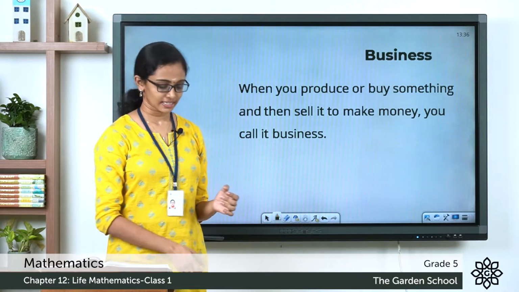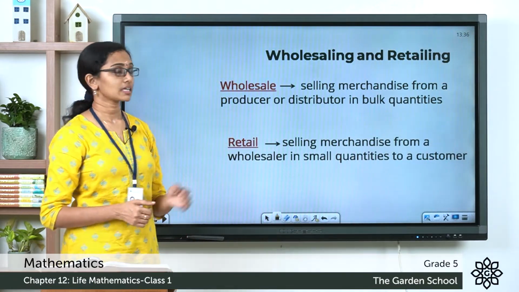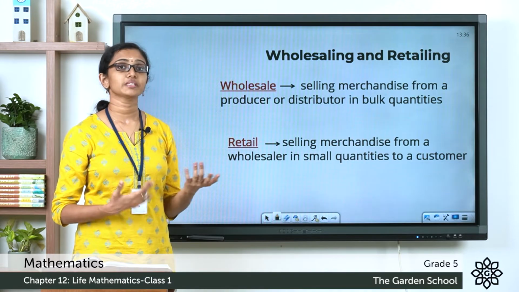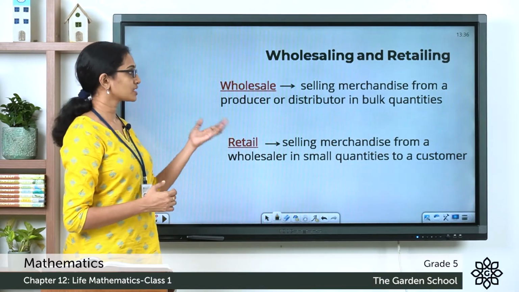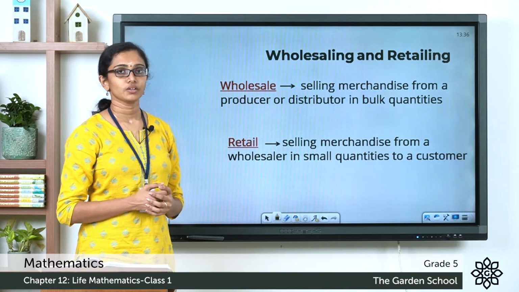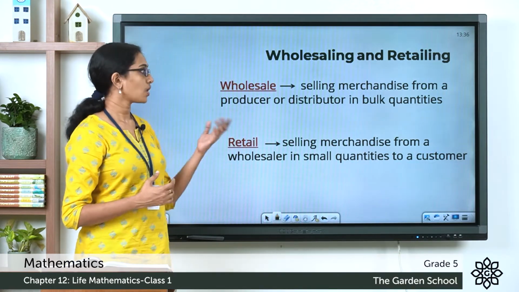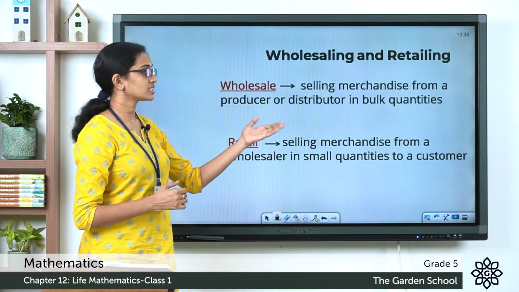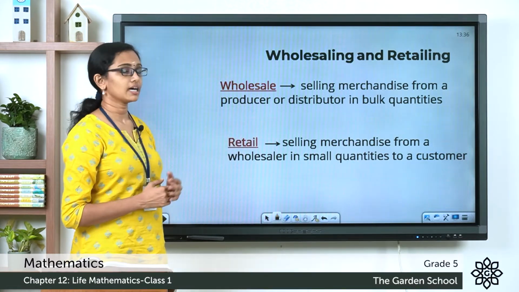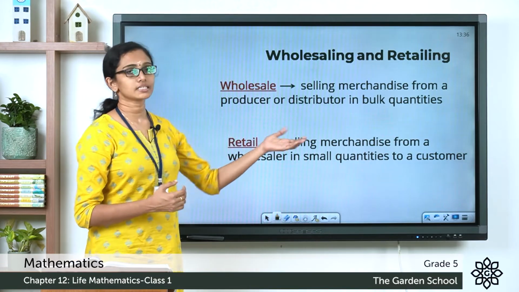Let's see that once again. Wholesaling means selling merchandise. Merchandise means goods. So selling merchandise from a producer or distributor in bulk quantities, that's called wholesaling or wholesale shops. Now retailing means that you're selling merchandise or goods from a wholesaler in small quantities to a customer.